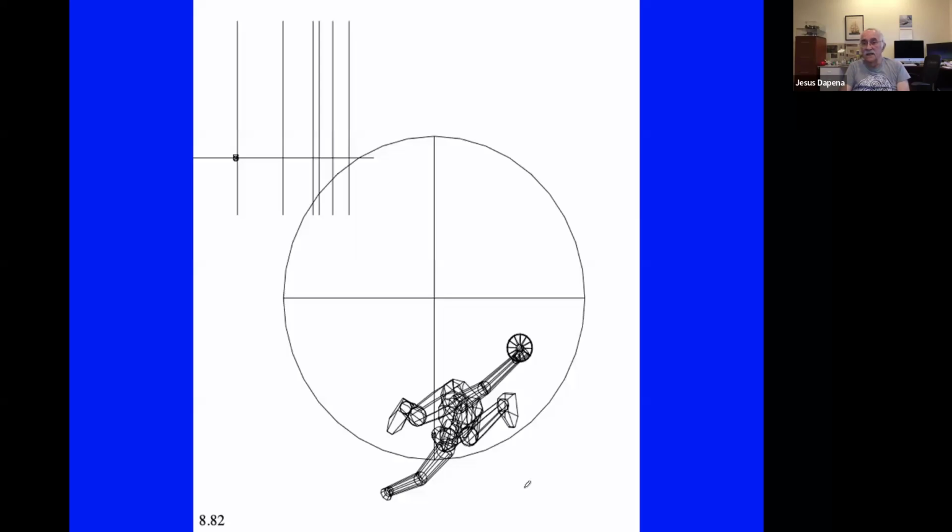So let's see this in this animation. Just look at the fact that the arms are spread out all the time.